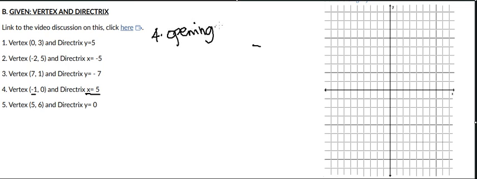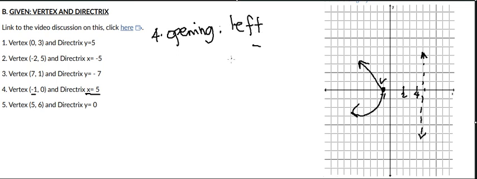So negative 1, 0, this is where our negative 1, 0 is, and this is where our vertex is. The directrix is at x equal to 5. This line here is the directrix, which is passing through x equal to 5. So since we've got the directrix here, automatically we know that the opening of the parabola is opening to the left.